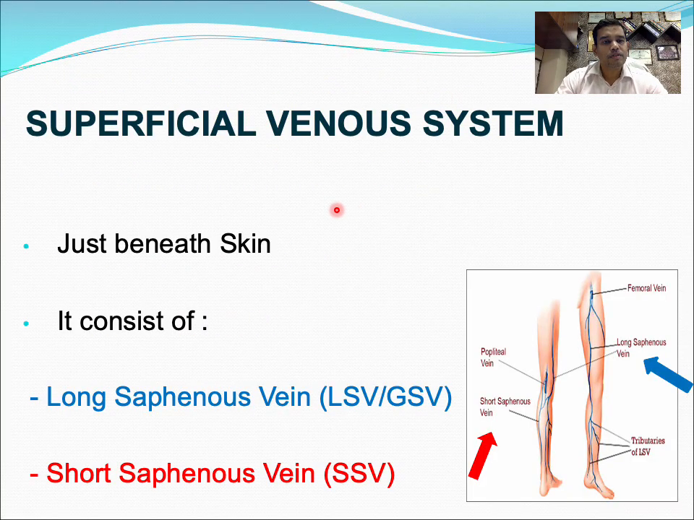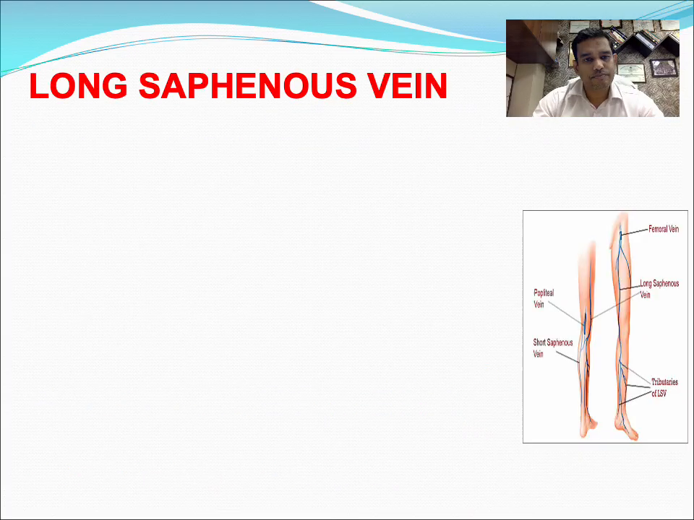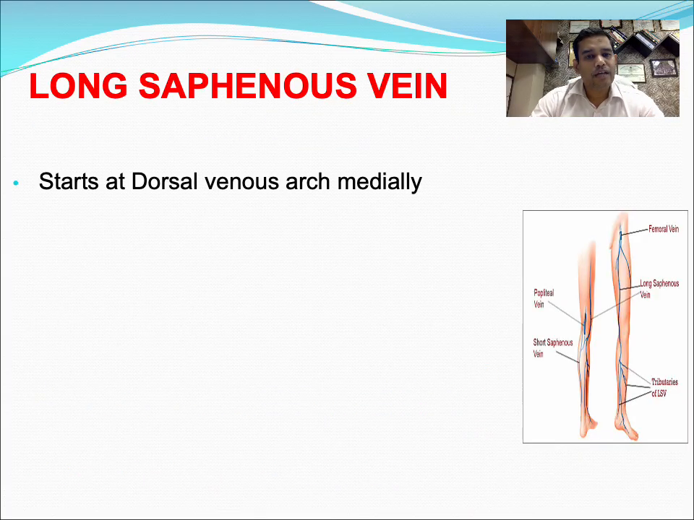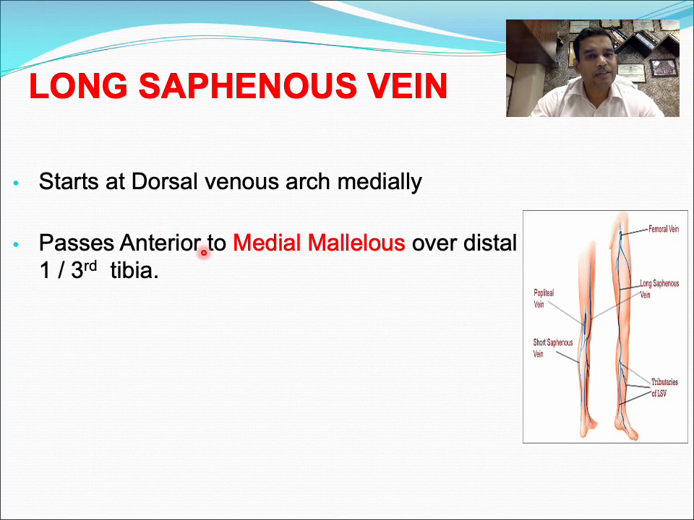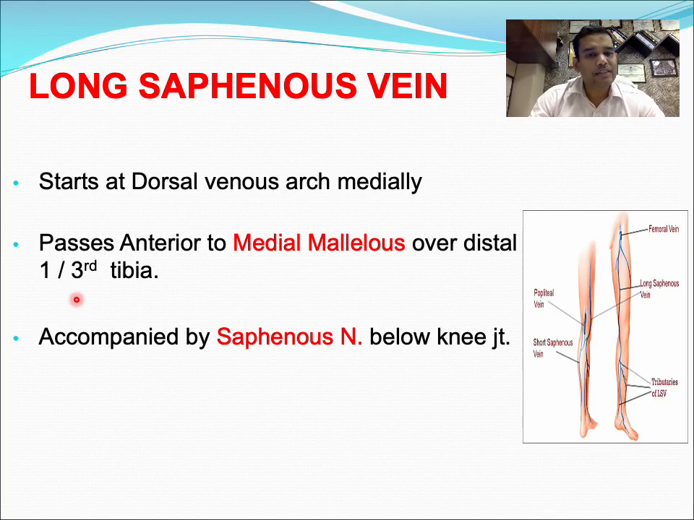The superficial venous system lies just beneath the skin and superficial to the superficial fascia, and it comprises two main veins. One is the long saphenous vein, also called the great saphenous vein, and the second is the short saphenous vein in the lower limb. The long saphenous vein has a very long course that starts from the medial arch of the lower limb, passes anterior to the medial malleolus over the distal third of the leg, and it is accompanied by the saphenous nerve below the knee joint. This relation is very important when you're doing a surgery.